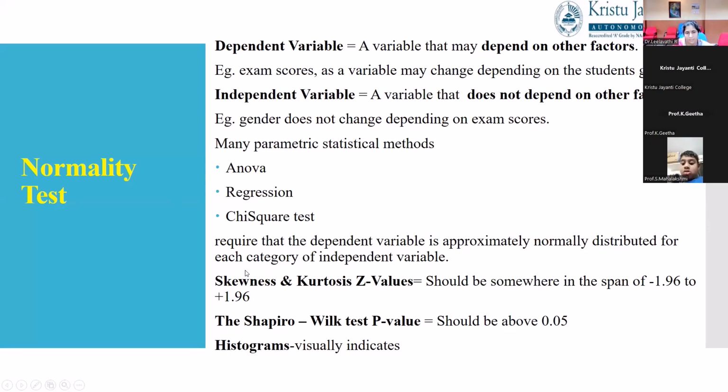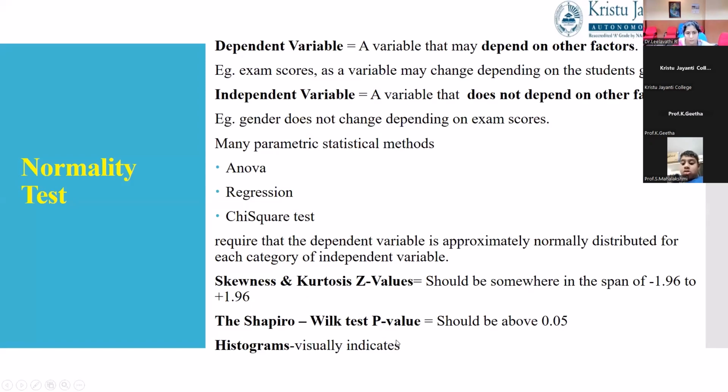If you want to see that, we need to look into two statistical values: skewness and kurtosis. Whenever we talk about skewness, the value should be between minus 1.96 and plus 1.96. If it is within that range, the data is normally distributed. And for the Shapiro-Wilk test, the p-value should be 0.05. If it is within that range, again the data is normally distributed.